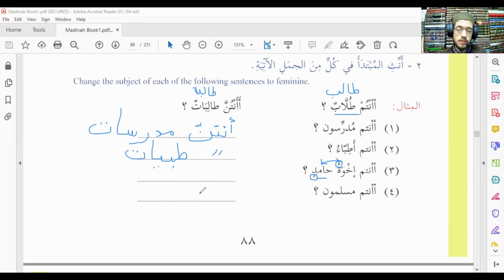So we're going to have to change that into feminine. Antunna, think now, ikhwatun is the plural of akhun. So the singular is ukhtun. What's the plural of ukhtun? Akhawat. Akhawatu, we don't need to change Hamid to a feminine name, that's not necessary. Hamidin. There should be a space here, that's just not intentional. I think the pen did that to me.